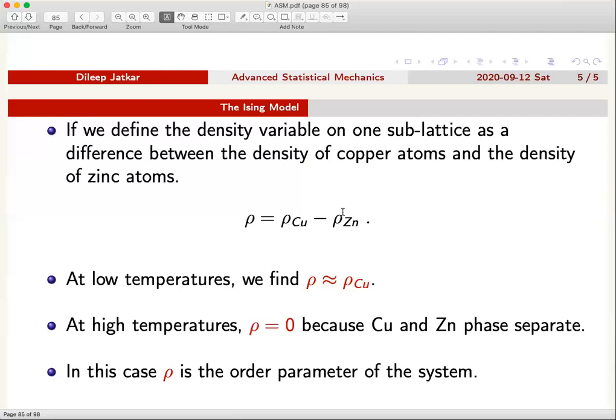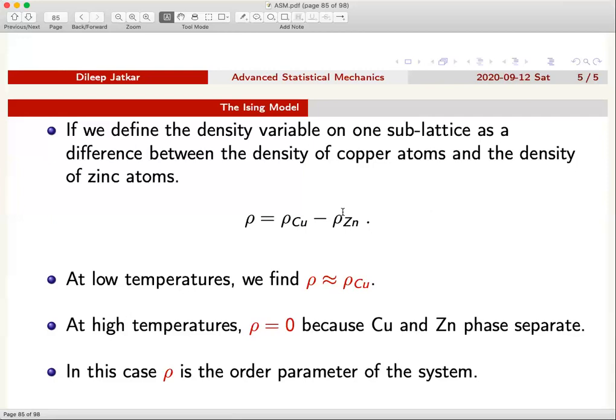Now I want to define rho with respect to what happens to the cubic lattice, not what happens with the center of the cube. So if you look at the cubic lattice, then at 0 temperature, all of them would be occupied by copper, and that is why rho will be equal to rho Cu. If any of those would be occupied by zinc, you would call that a defect, because it should have been occupied by copper, but zinc is occupying it. So that is what we would have called a defect in the system at 0 temperature.